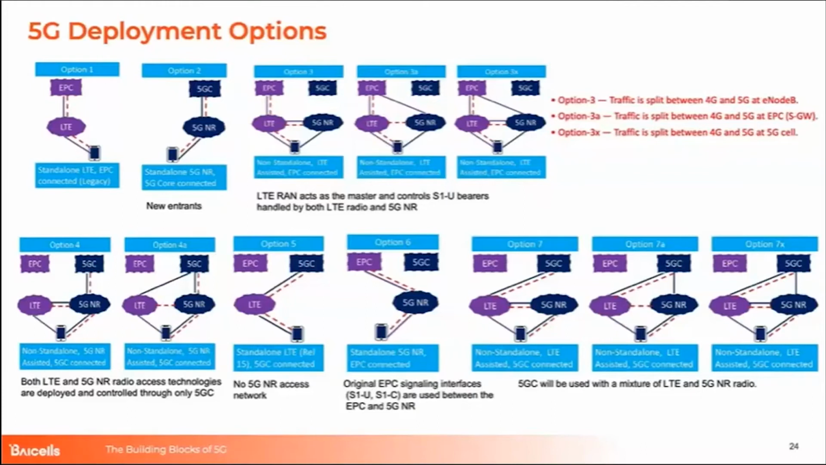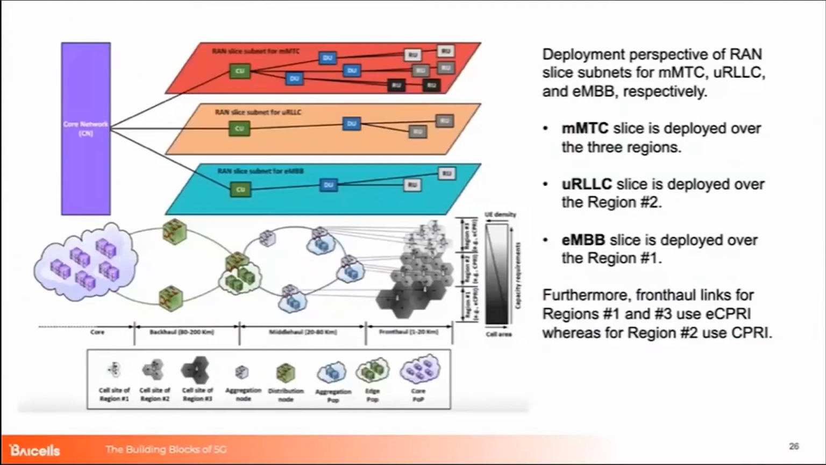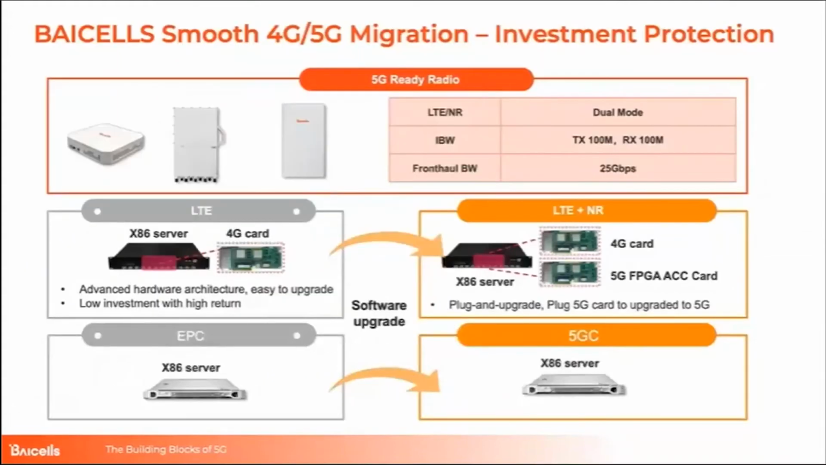So they phase it in like this, just to protect their investments in all the RAN and core that they've invested in the past. This is, again, the layers. If you remember, I talked about layers. You can have the actual splitting here, where, for instance, an MTC slice can be deployed over 3 regions. You can deploy a slice into different regions depending on your case.